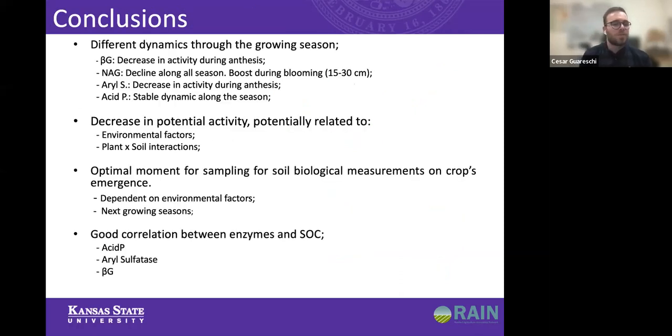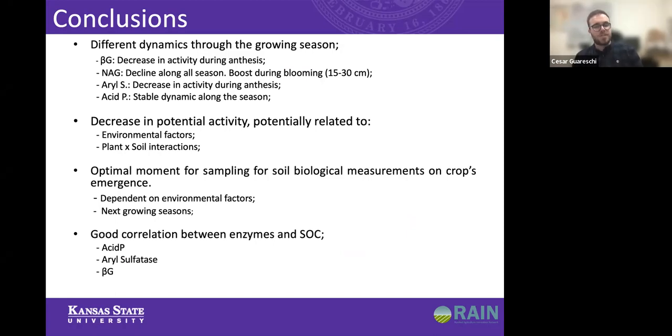So my conclusions are that we had different dynamics through the growing season between the 4 enzymes. For beta G, we had a decrease in activity during anthesis. For NAG, for example, we had a decline in activity during the whole season, but with a boost at 15 to 30 centimeters. For arylsulfatase, we also had a decrease in activity during anthesis, and for acid P, we had a more stable dynamic along the season.